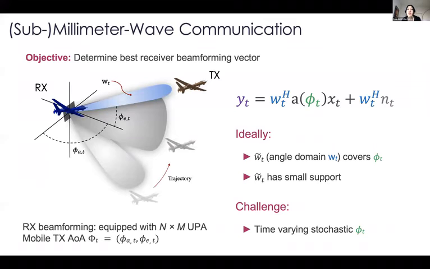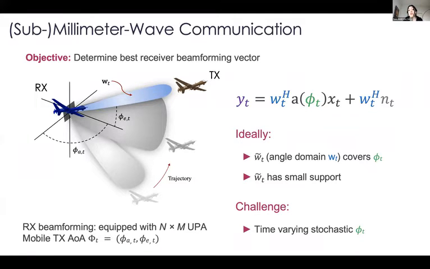Let me just get back to the problem and simplify it even further. Ideally, I would like to control the beamforming weight in the angular space, and here I'm going to simplify again, to make sure that I have coverage of my angle of arrival, and make sure that it has a small support so I can get the maximum beamforming gain.